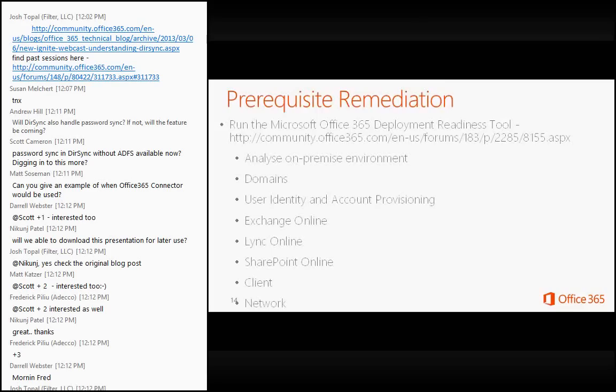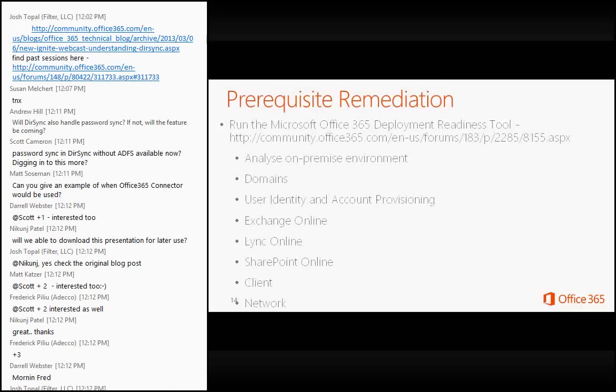What we've got is this deployment readiness tool, the DRT tool, and you can download that from the community site. I've put the URL up there if you've not seen that before. Essentially you can run this DRT tool to analyze your on-premise environment, and it will give you a report at the end which says what needs remediating with regards to the following bullets. One of them is around domains, so it'll do an email domain discovery and look at the number of users that are using each of those domains.